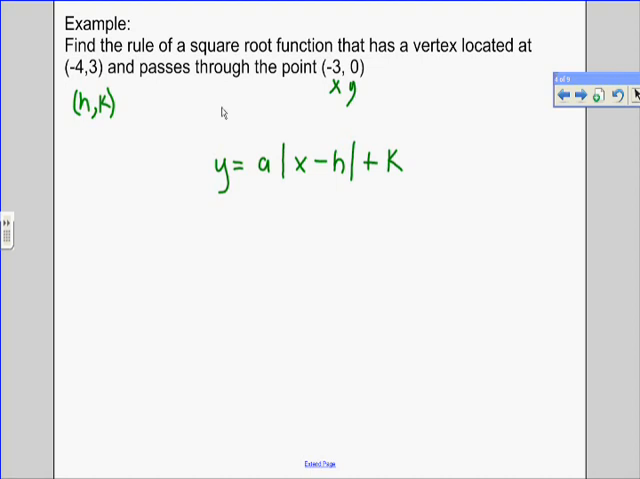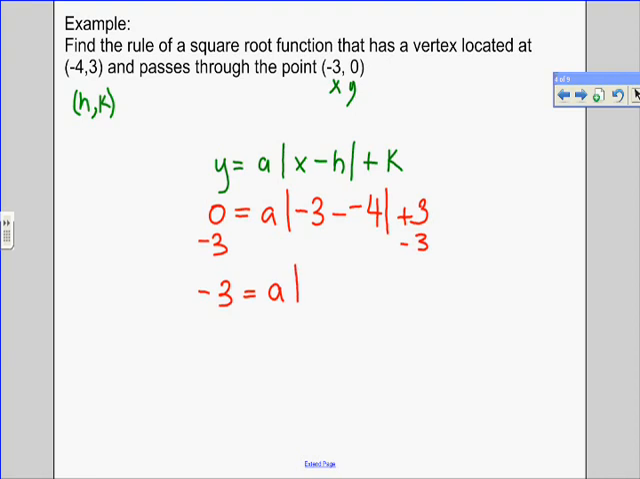So my value of y is 0, equal to a times the absolute value of my x being negative 3, subtract my h, which is a negative 4, plus k, which is 3. From there, I'm going to subtract a 3 on both sides, and I end up with negative 3 is equal to a times the absolute value of, this becomes negative 3 plus 4, which just gives us 1. The absolute value of 1 is just 1, so I have my value of a equal to negative 3.